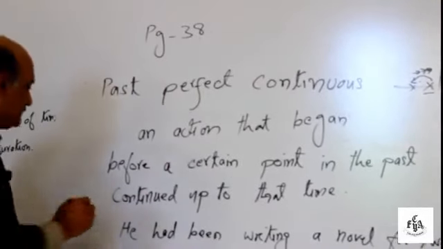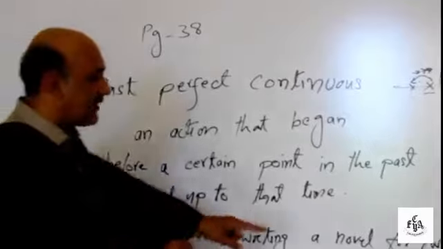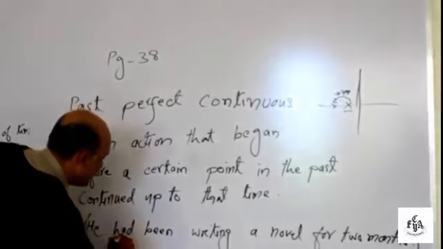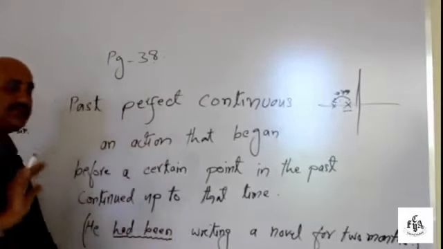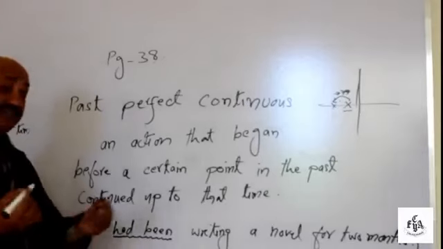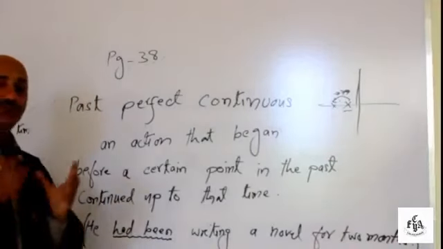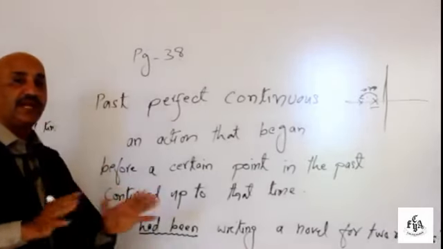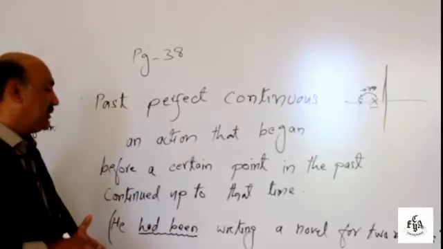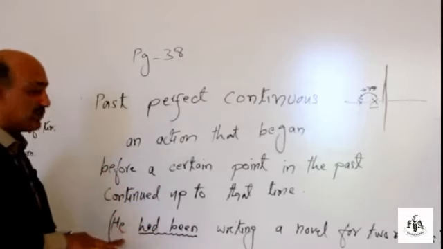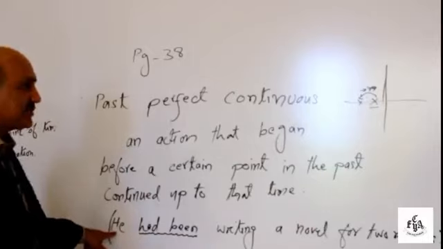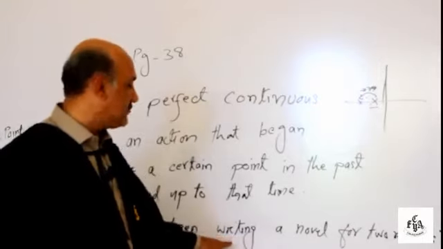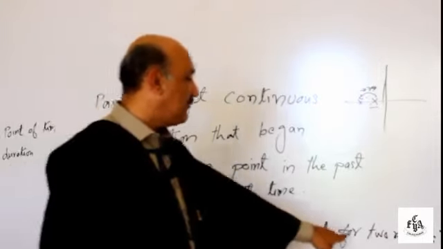Now look at this example and try to understand. He had been writing a novel for 2 months. He had been. Now generate the structure for this example. Learning English grammar is simple as well as interesting, but you need to know the method of understanding grammar, and that is very simple. Better to keep any example related to any topic and try to explain that topic according to that example. So he, subject, had been, auxiliary verb, present participle form of verb plus ing, a novel for 2 months.